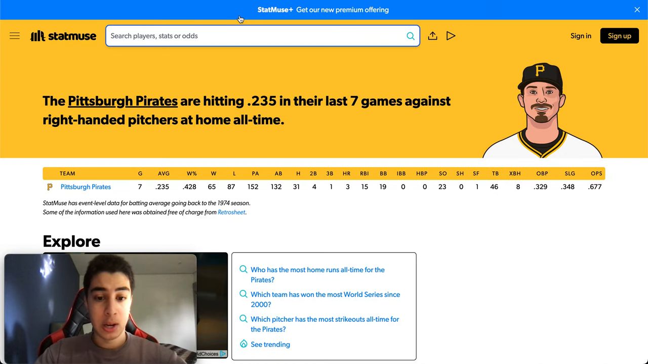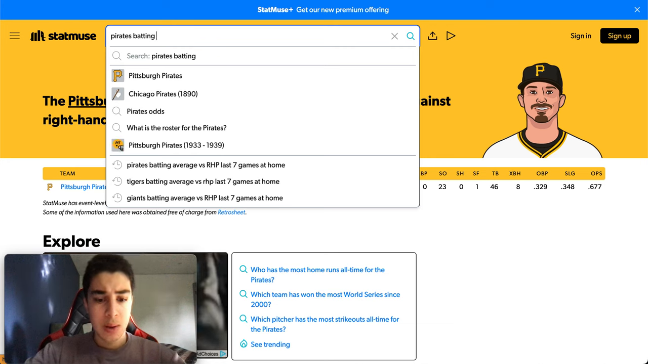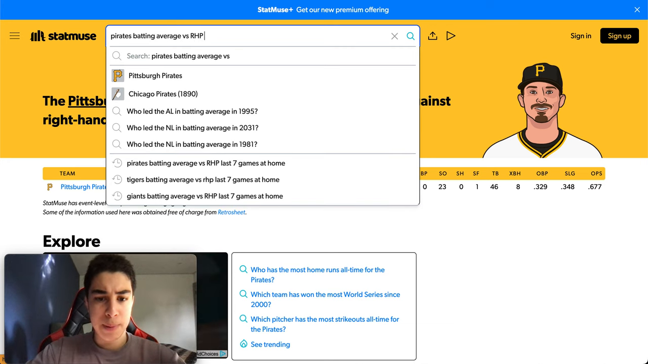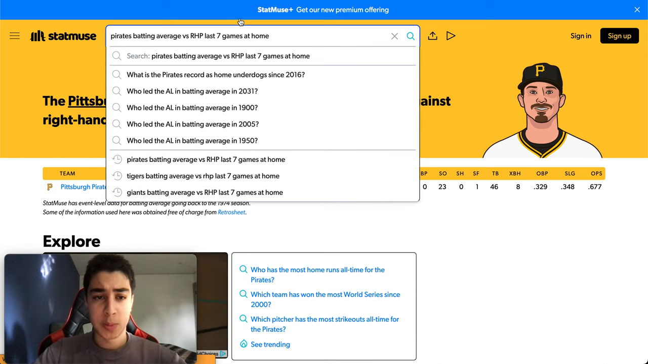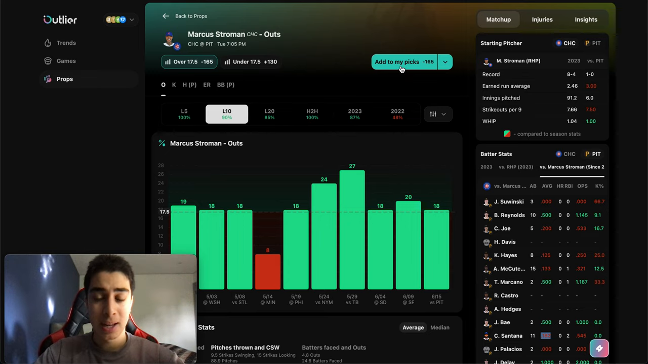And then over here, I'm also going to go on stats because I'm just going to say Pirates batting average versus right-handed pitchers last 7 games at home, to make it a little more specific, because they are at home and Stroman is a right-handed pitcher, and they're only batting .235. So I do really like this prop. I'm going to add it to my picks.